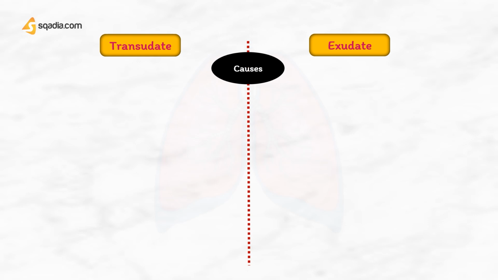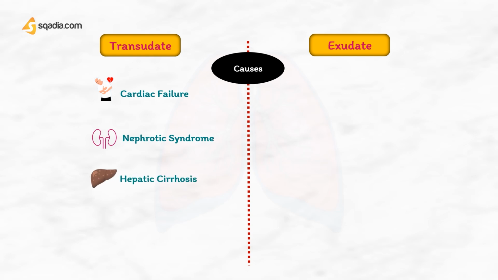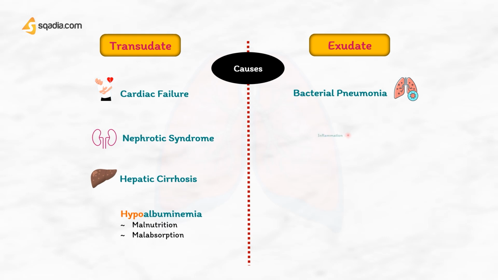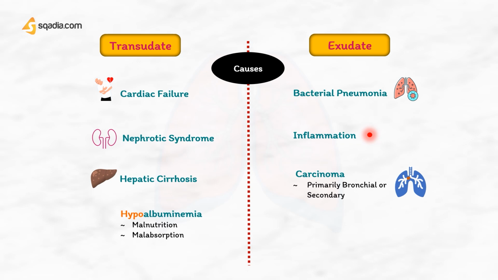Possible causes of transudative effusions are cardiac failure, nephrotic syndrome, which is a condition resulting in protein loss in urine due to problematic kidneys, hepatic cirrhosis, that is compromised liver function, hypoalbuminemia, or low albumin proteins in blood due to malnutrition or malabsorption. Reason behind exudative effusions can be bacterial pneumonia, some sort of inflammation, or carcinoma, which is primarily bronchial or secondary.